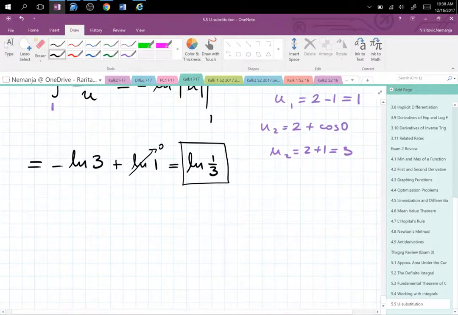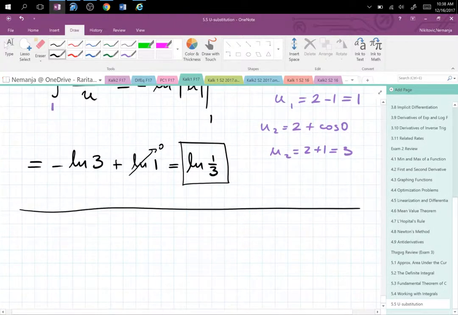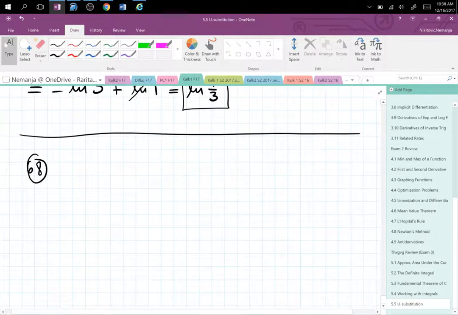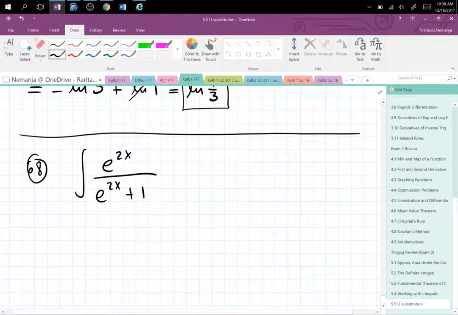Some other examples that are maybe easier, like problem 68 for instance. It says the integral of e to the 2x over e to the 2x plus 1 dx. No limits on this one. That means you have to put plus c, otherwise it's going to be minus 1. So it's the choice, plus c or minus 1, right?